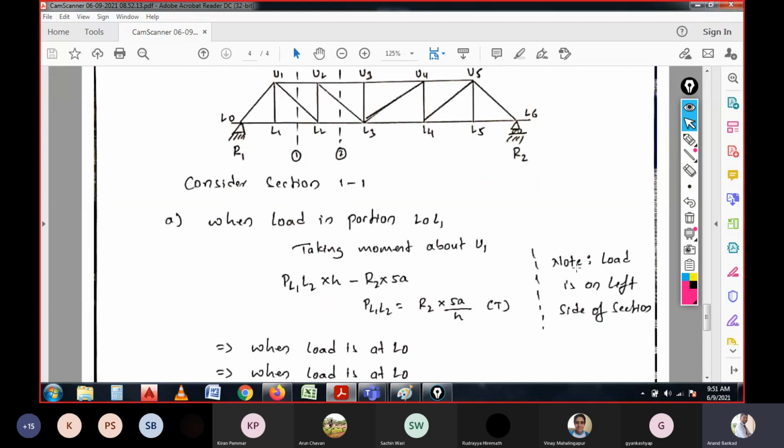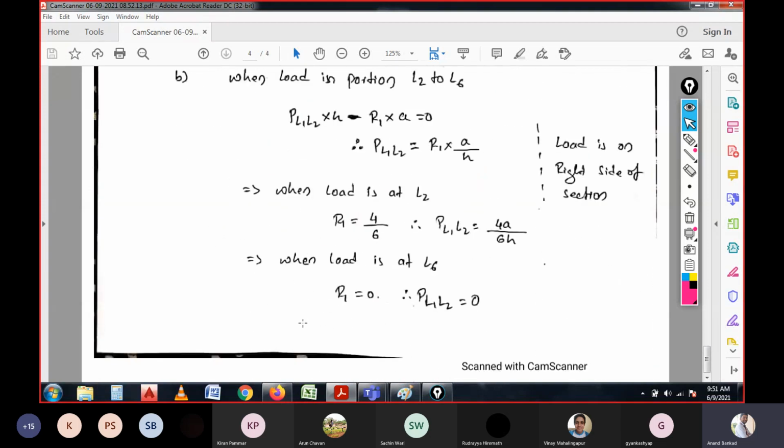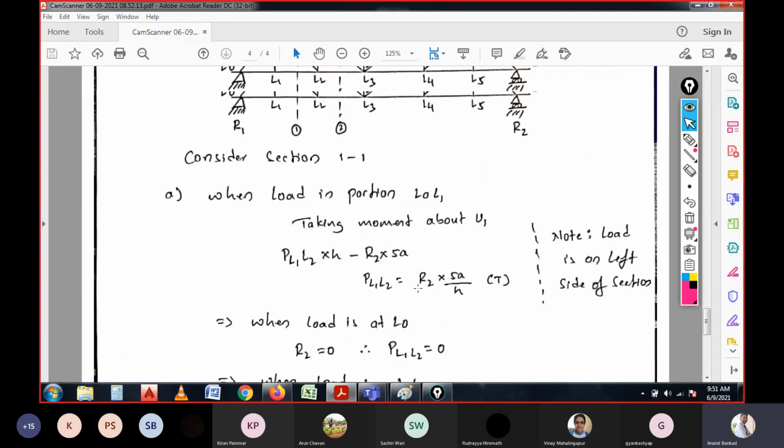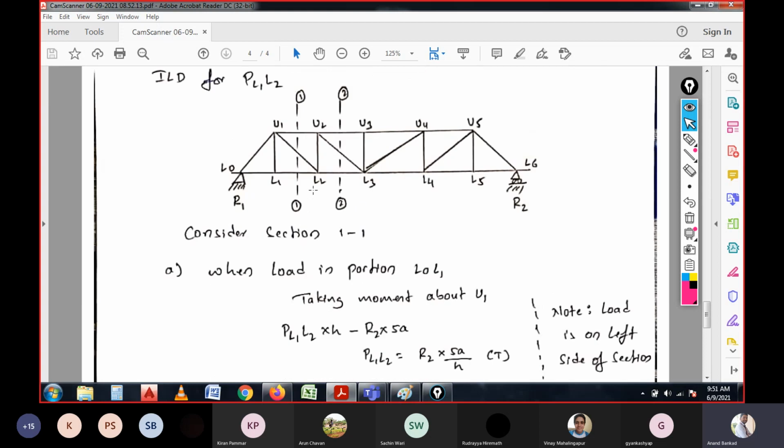Okay, the remaining part will be this much, that is the part of the bottom chord members.